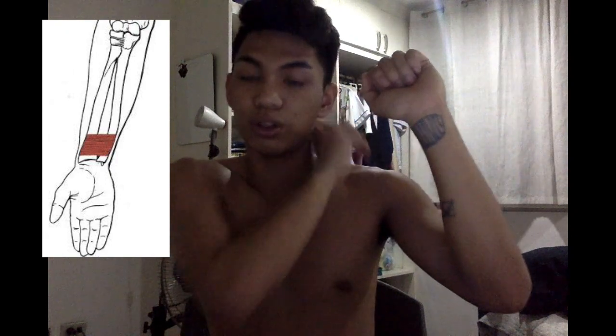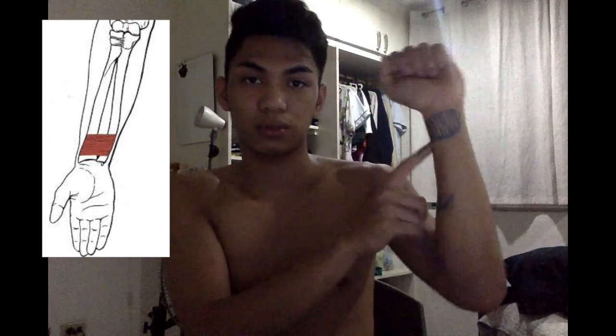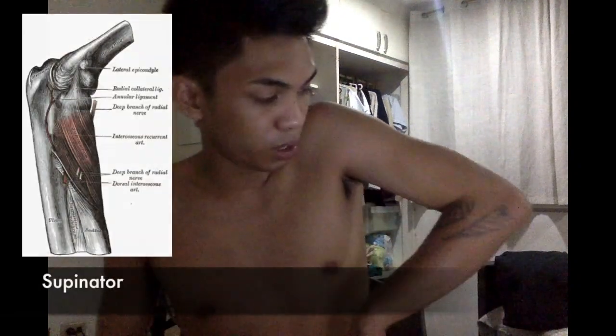While this one over here is pronator quadratus. Its origin is in the distal surface of the anterior surface of the ulna. So, dito siya. And its insertion is in the distal quarter anterior surface of the radius, over here. And it's responsible for the pronation of the forearm.